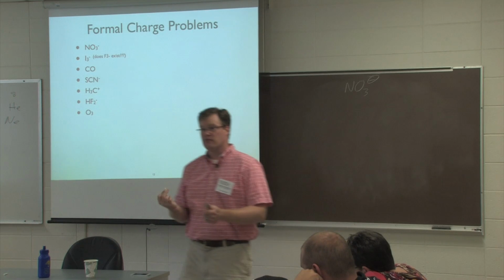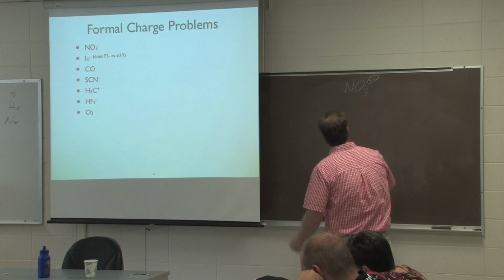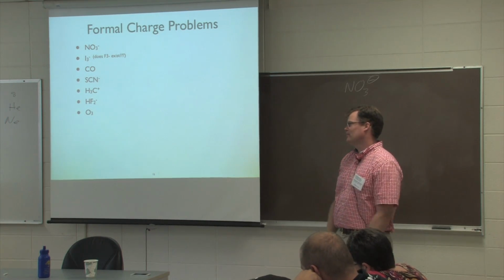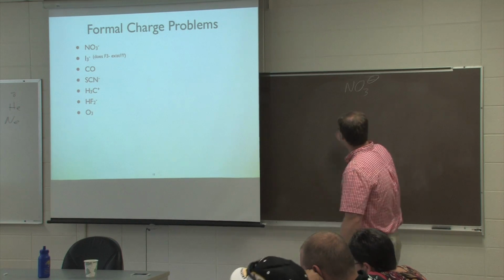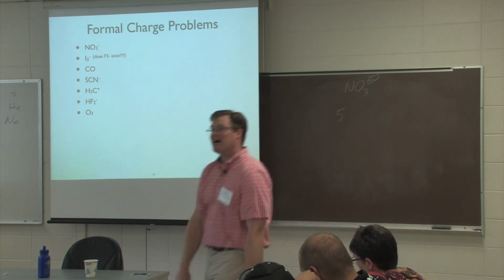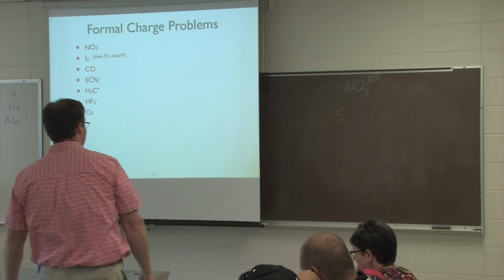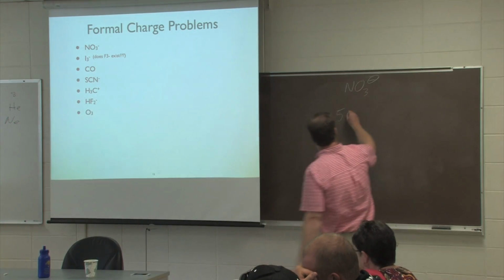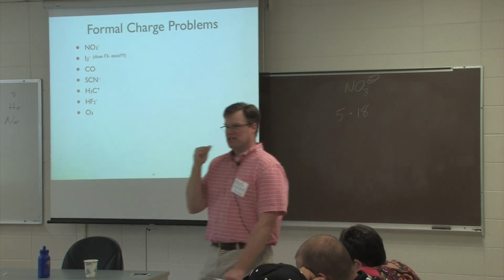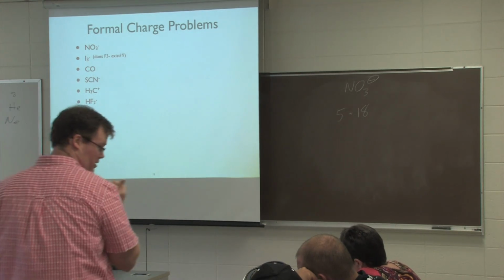So let's do the same thing we did before. Even though this looks a little bit more exotic, it's really not a problem. How many electrons does nitrogen bring to the table? I'll just speak louder. Nitrogen brings 5 electrons to the table. How many does oxygen bring? 6. And there are 3 of them, right? So that's about 18. There's a negative charge on this, so what do I need to do? To add 1. It's negative.